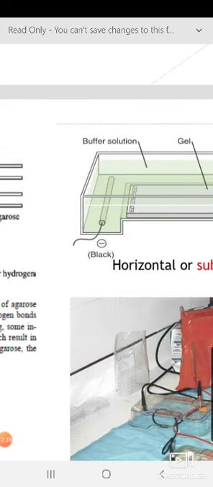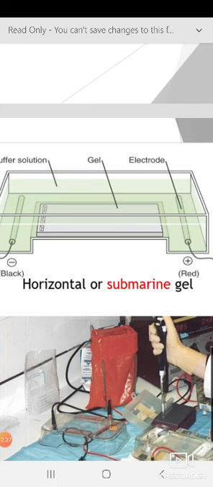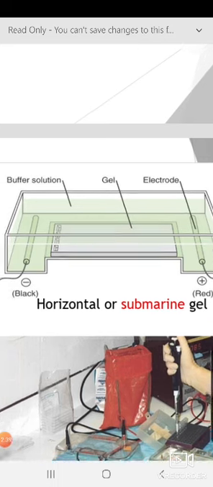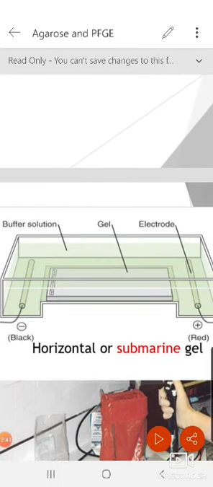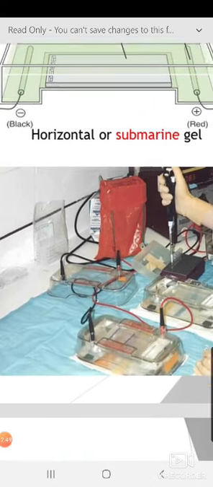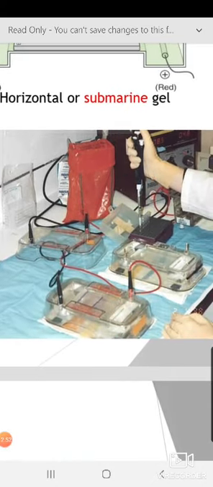See how the horizontal or submarine gel apparatus looks. This is a complete trough, where this is the place where you can keep your gel. These are the two tanks. This is the way you load your sample, and this is the way you can turn on the power supply and electrophoresis can be done.